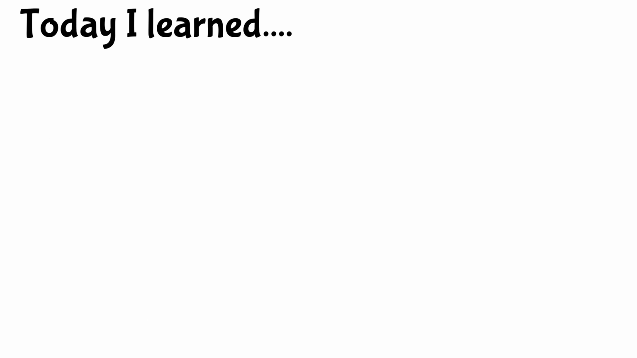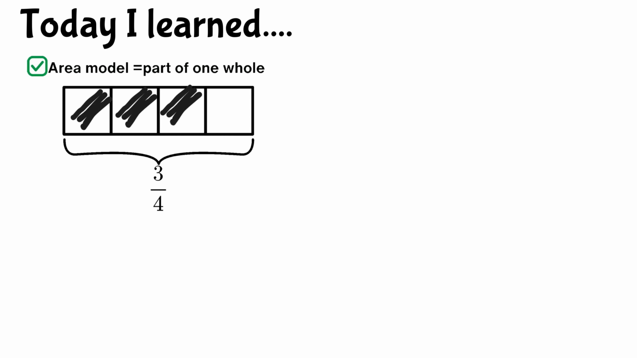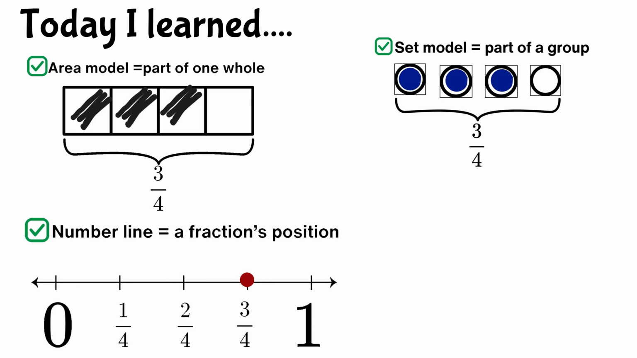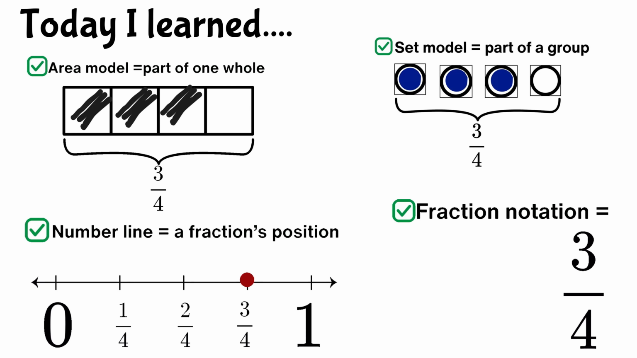You did an excellent job exploring different fraction representations. An area model shows part of one whole. A set model shows selected objects from a group. A number line shows a fraction's exact position between whole numbers. Fraction notation uses a numerator and denominator to record the fraction. The models may look different, but they can still represent the same amount.